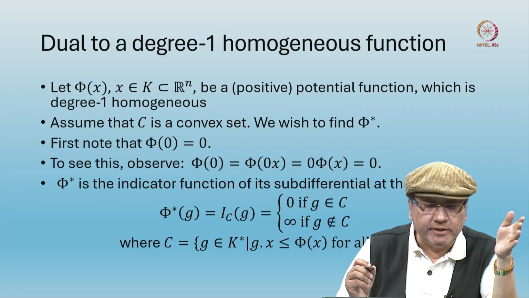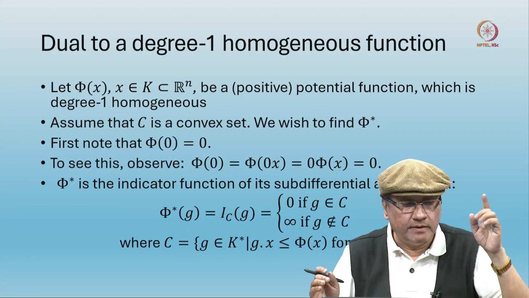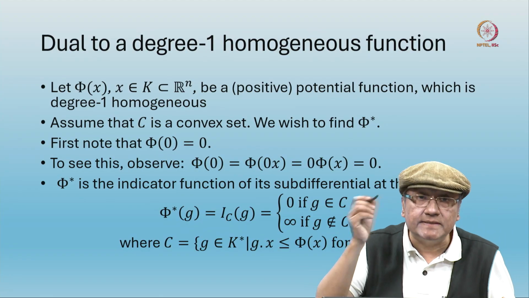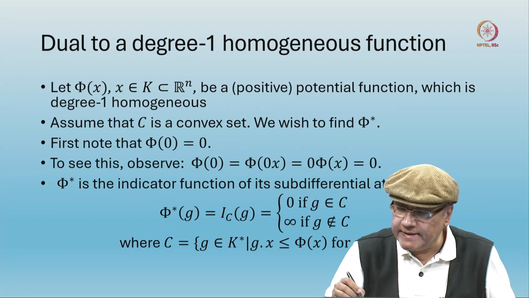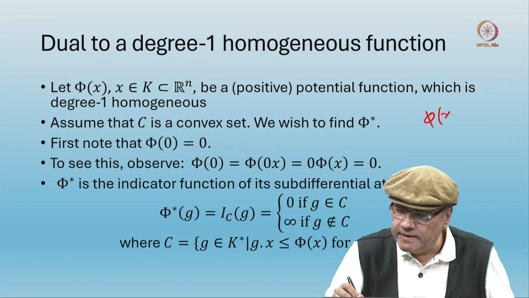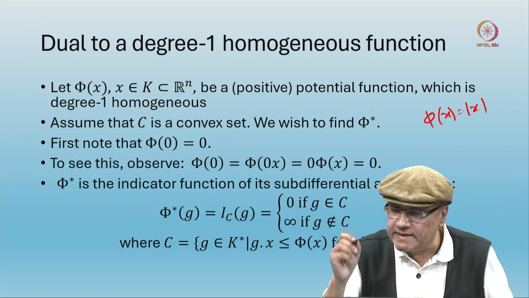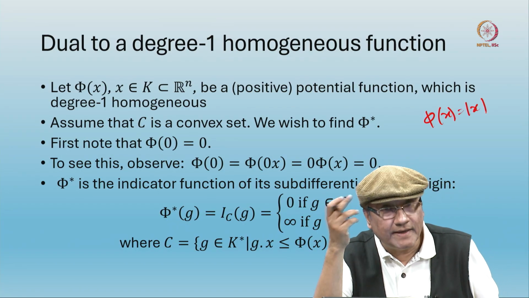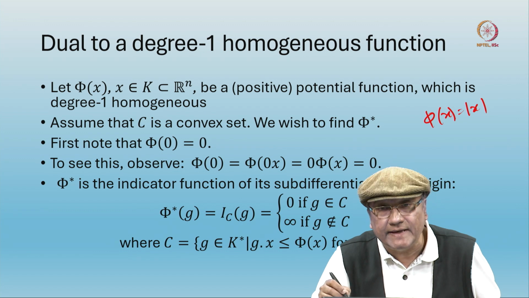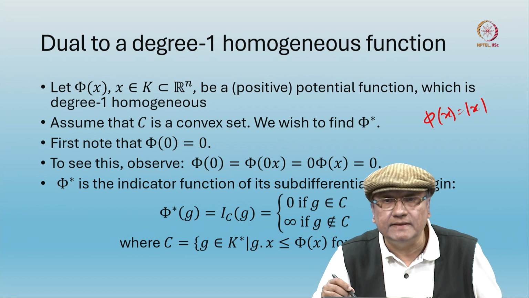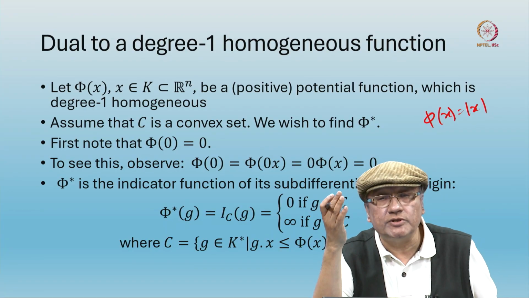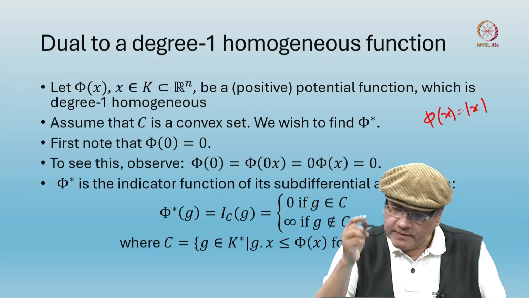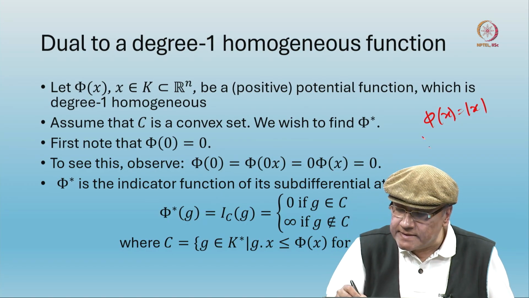Before actually getting into the degree 1 homogeneous function, let us consider one such function. For example, phi x equal to modulus of x is degree 1 homogeneous. Why? You can just see phi of lambda x, lambda will come out for positive lambda. So k is basically 1. So this is Euler homogeneous of degree 1. Now the function looks like this, correct?